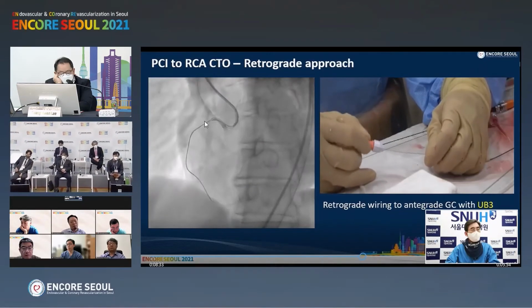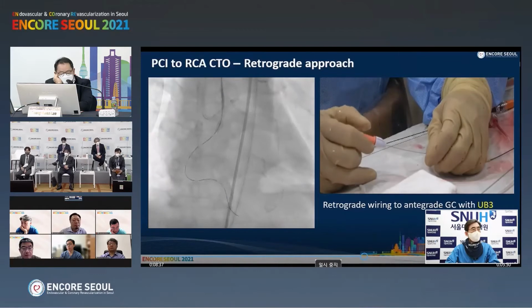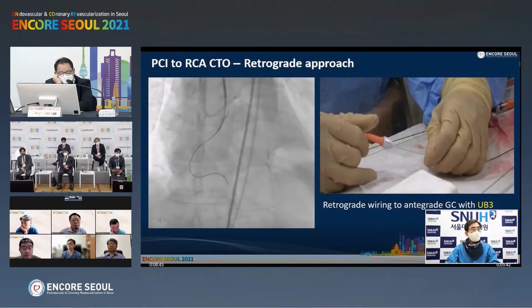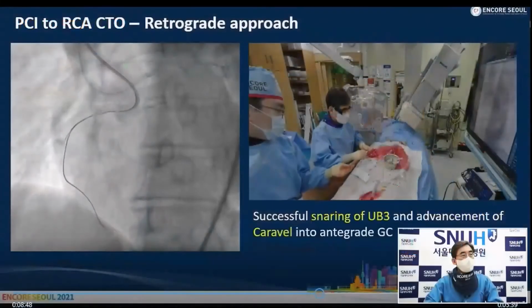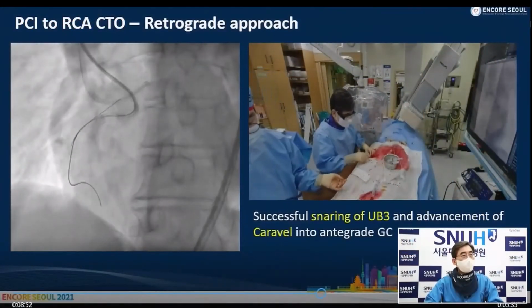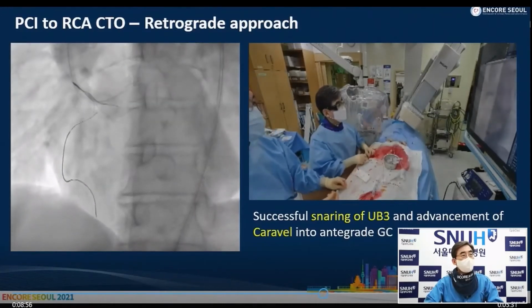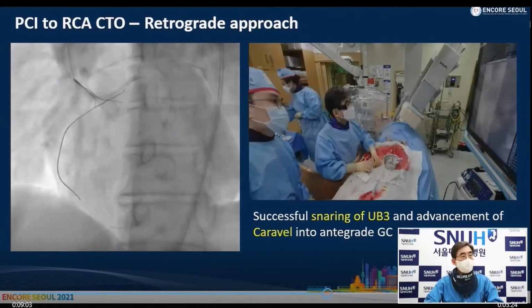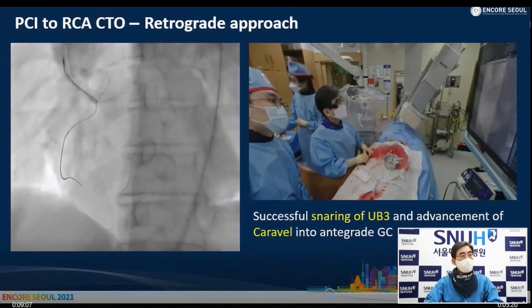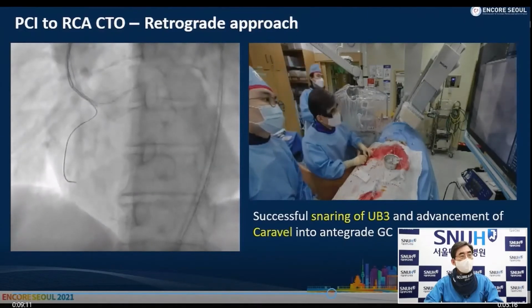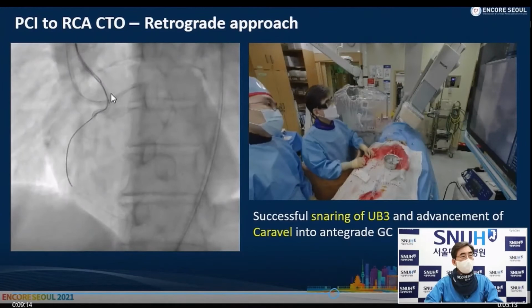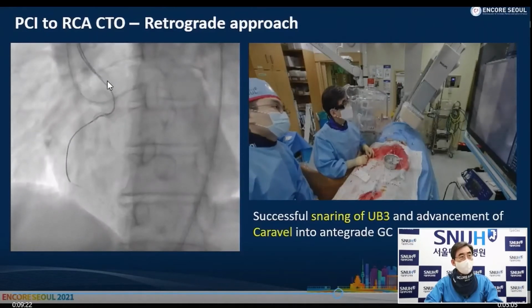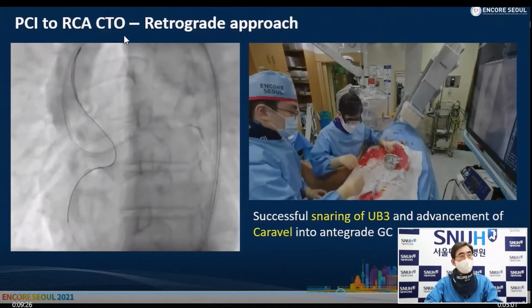the wire is trapped here, so it is not so manipulable. In any way, the retro wire is at the true RCA ostium. Thus, to save time, I tried to snare the retro wire through the antegrade guiding catheter. Here, I used a microcatheter and advanced the retro wire UB3, and captured it and withdrew them. Actually, I tried to anchor this retro wire and advance the retro microcatheter, but it is impossible to release the wire trapped in the snare.